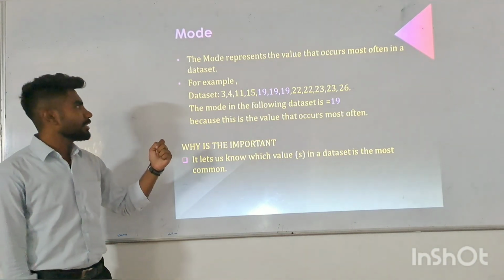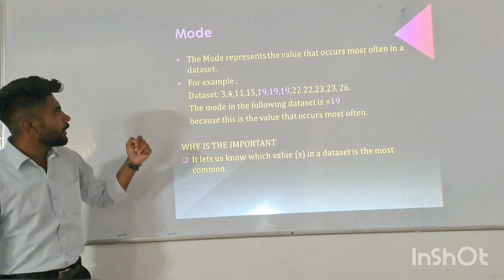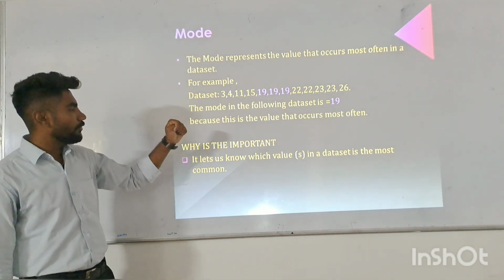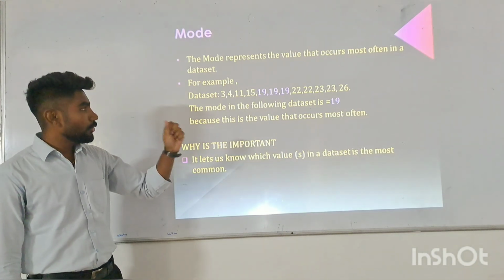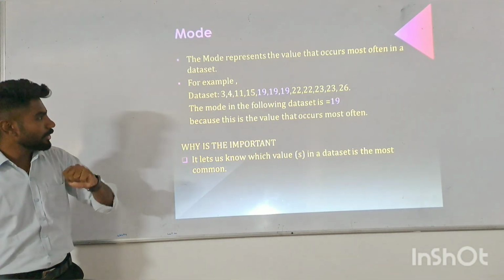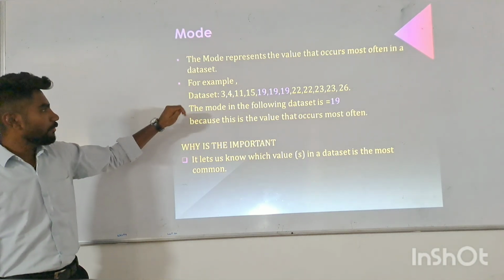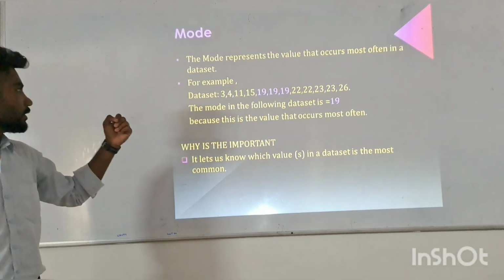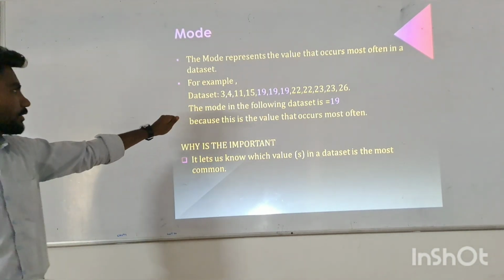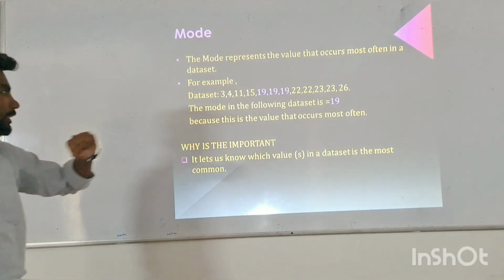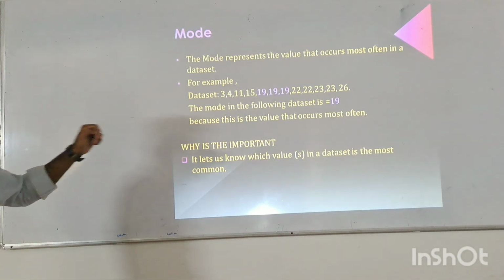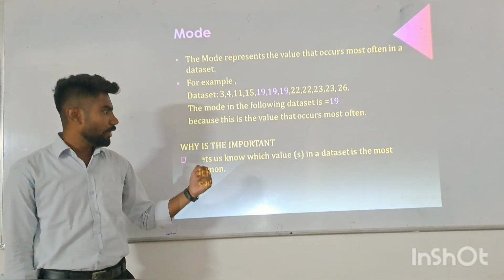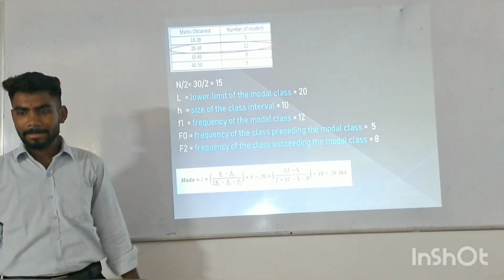Mode. The mode represents the value that occurs most often in a data set. For example, the data set 3, 4, 11, 15, 19, 19, 19, 22, 22, 23, 23, 26. In this, we have to take the number that occurs the most, which is 19. The mode in this data set is 19 because this value occurs most often. Why is this important? It lets us know which value in a data set is the most common.